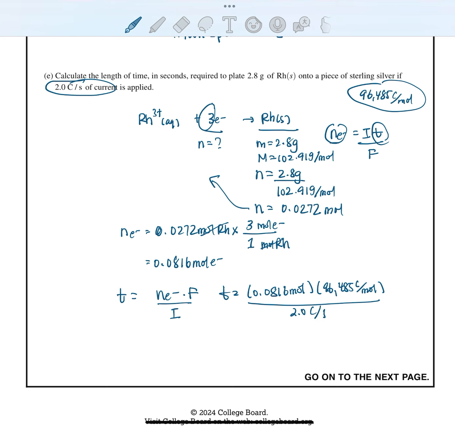coulombs per second. So mole will cancel out with mole, coulombs will cancel out with coulombs, and then the seconds will reciprocal to the top. And that should give me a final answer of 3,900 seconds. Okay, and that's how we solve this Faraday's law problem.